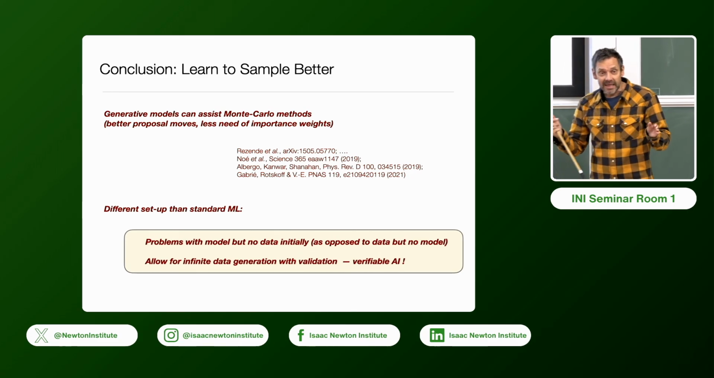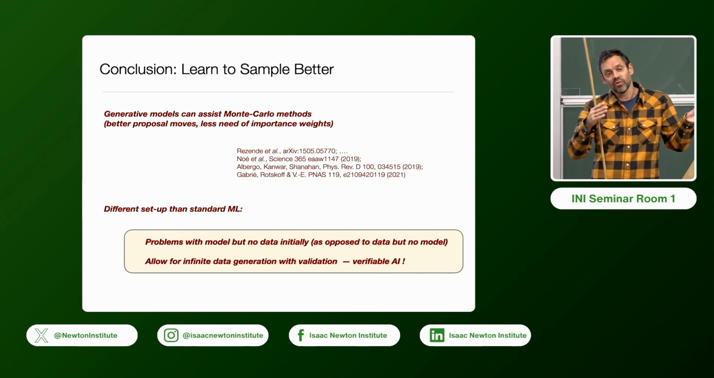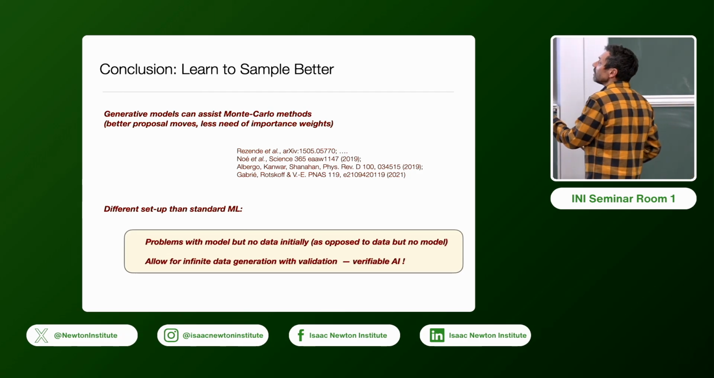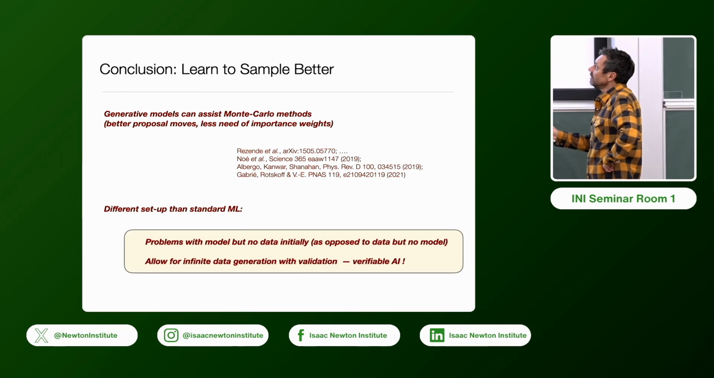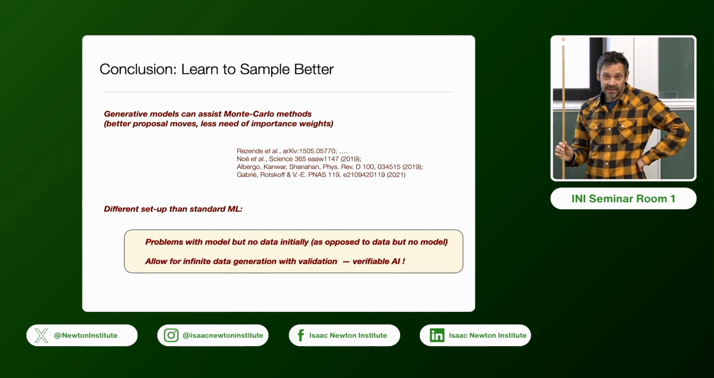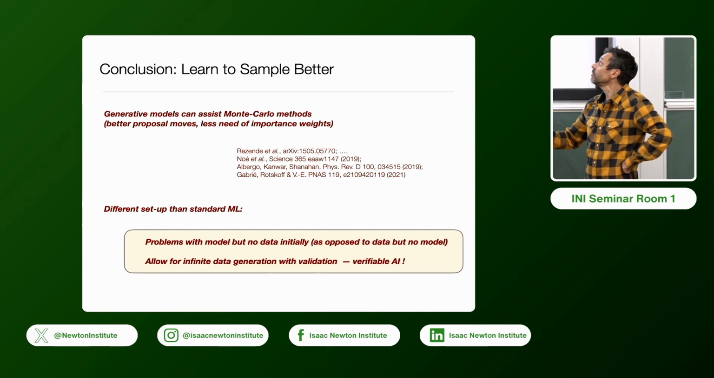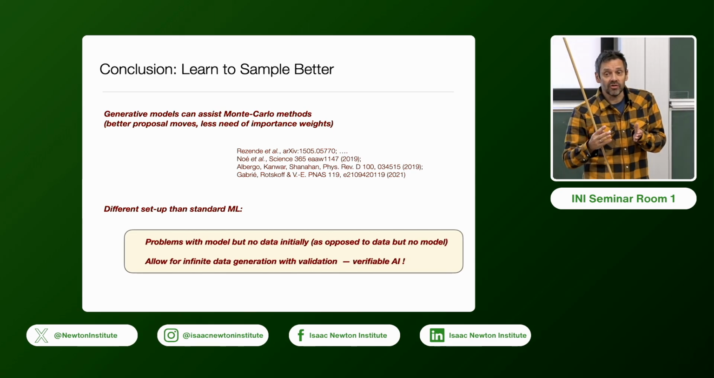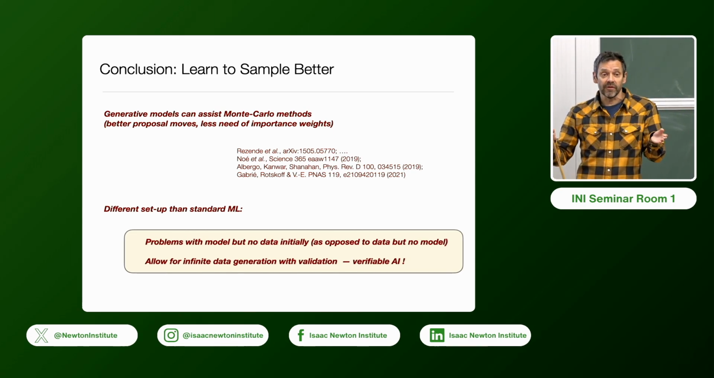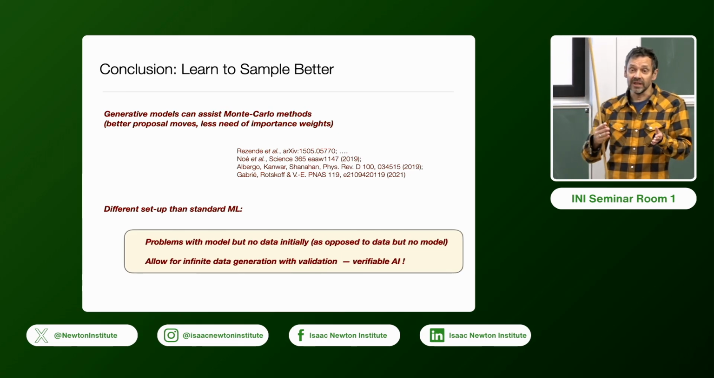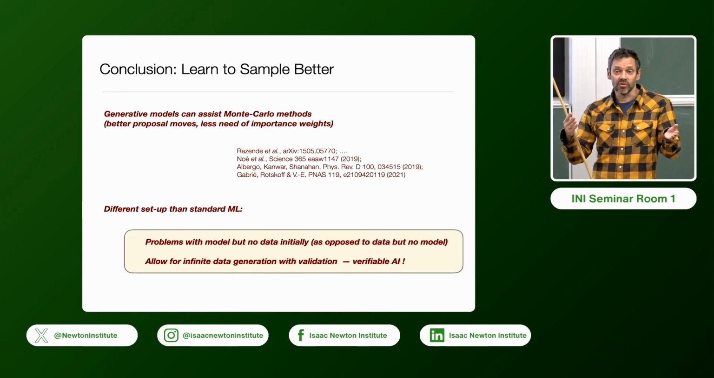What I've explained here, I told you about in the case of NETS, but this is a general strategy: these generative models, which have been used in situations where there was data available, can also be used to assist Monte Carlo methods. The idea is that you can transport samples to get better moves if you do Metropolis-Hastings, or, as I explained with NETS, to get samples that have better importance weights.